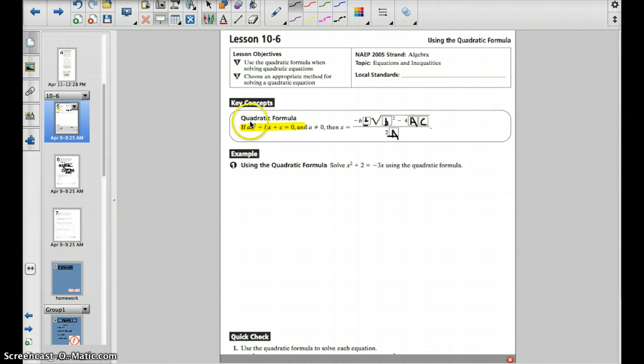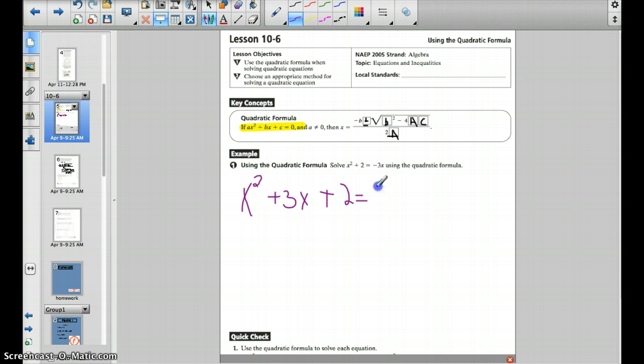Let's look at the first example. We have x squared plus 2 equals negative 3x. So the first step is going to be to add 3x to both sides so that we get x squared plus 3x plus 2 equals 0. Now that we have our quadratic equation in standard form, we can use our formula, negative b plus or minus the square root of b squared minus 4ac over 2a, in order to solve for x.